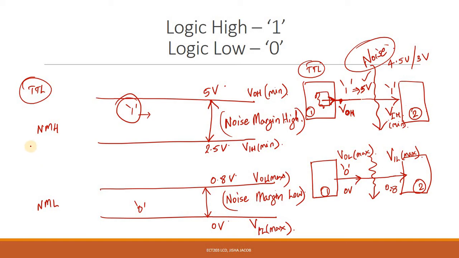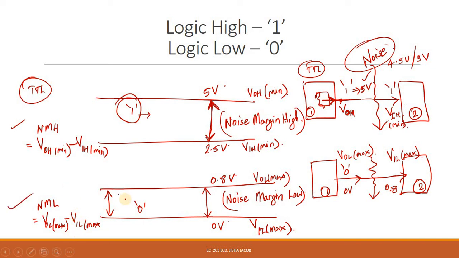If I want to write an equation for NMH, I will write NMH is equal to this duration from VOH to VIH, isn't it? So I will write it as VOH minimum minus VIH minimum. The same way, NML is equal to VOL maximum minus VIL maximum. That is the difference between these two lines. So this is the equation for NMH, noise margin high, and this is the equation for NML, noise margin low.